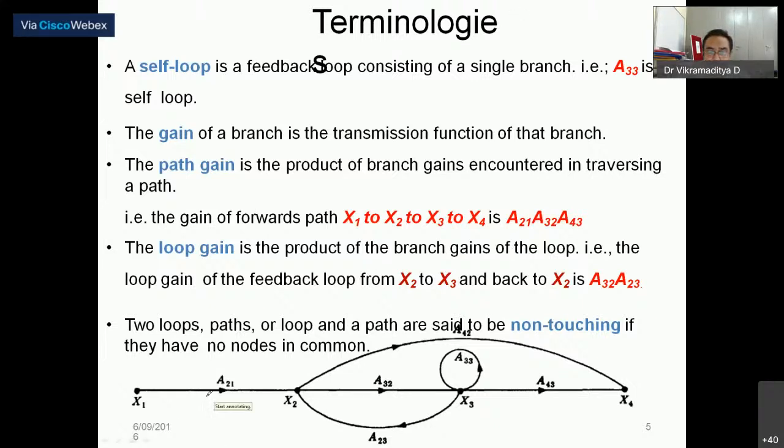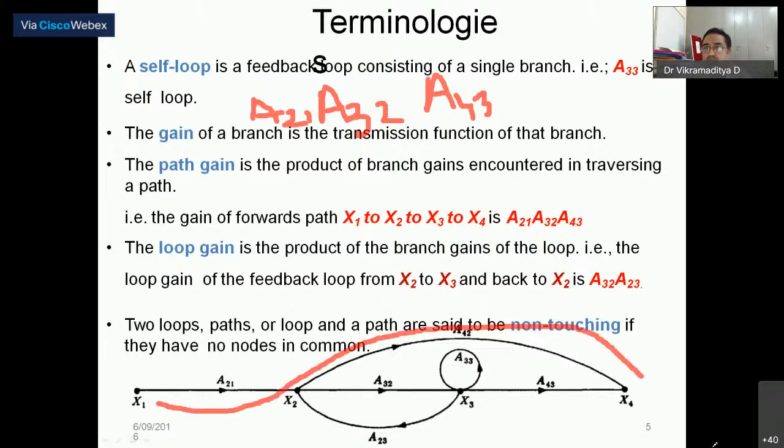So the path gain of this path will be A21 multiplied by A32 multiplied by A43. Is it clear? Similarly, if I ask you what will be the path gain of a path moving from x1 and reaching x4 through x2, can anybody tell me? Write down in the chat box.